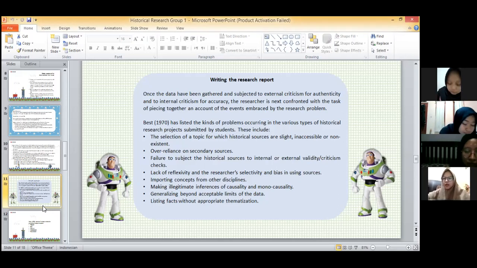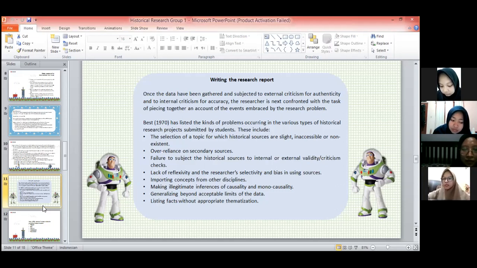Past 1970 has listed the kinds of problems occurring in the various types of historical research projects submitted by students. These include: first, the selection of a topic for which historical sources are slight, inaccessible, or non-existent. Second is over-reliance on secondary sources. The third is failure to subject the historical sources to internal or external validity or criticism checks. Fourth is lack of reflexivity and the researcher's selectivity and bias in his sources. Fifth is importing concepts from other disciplines. Number six is making illegitimate inferences of causality.